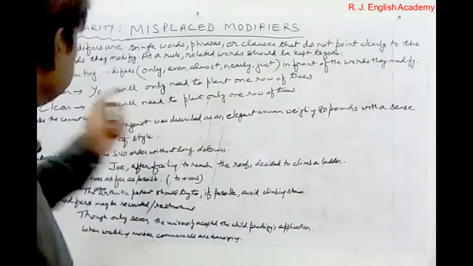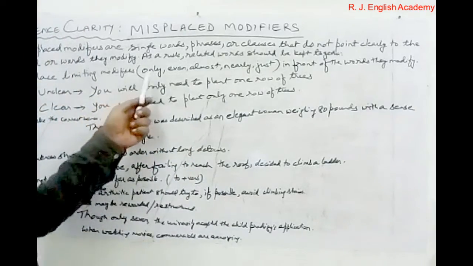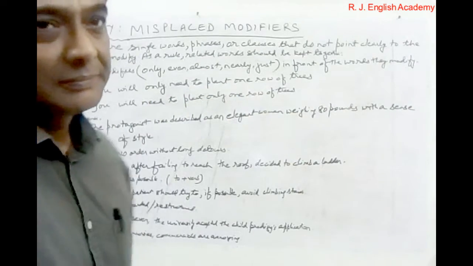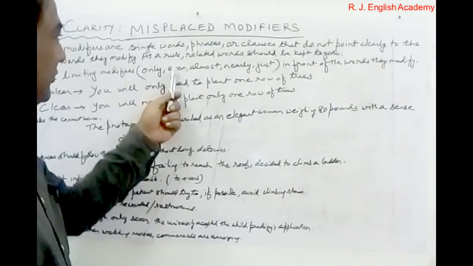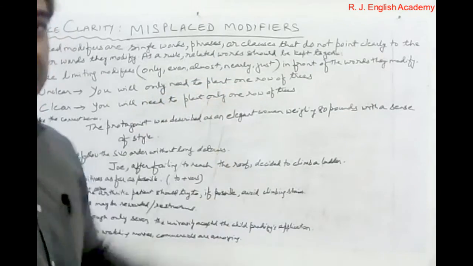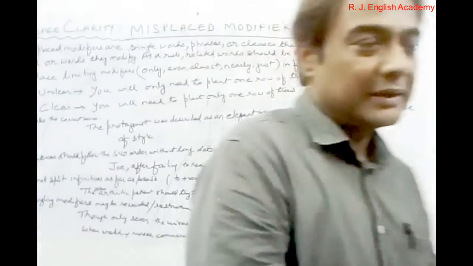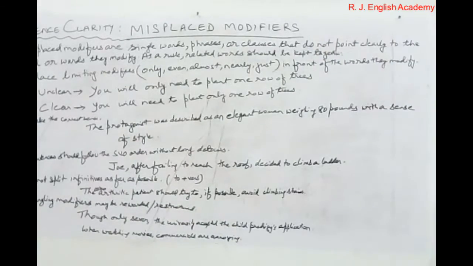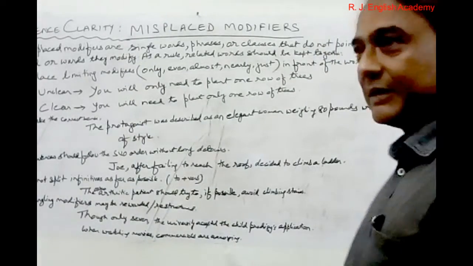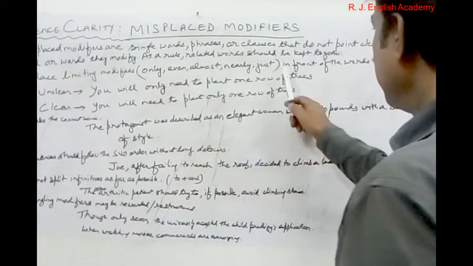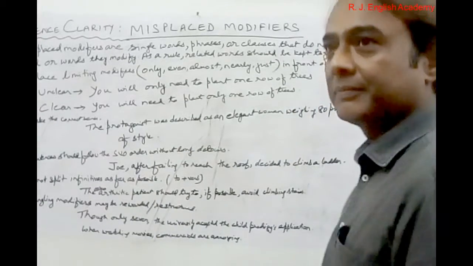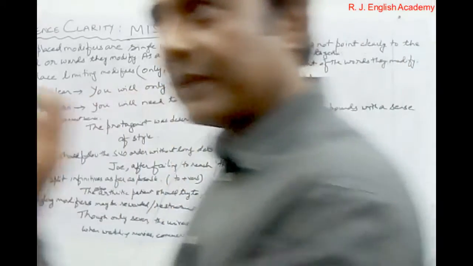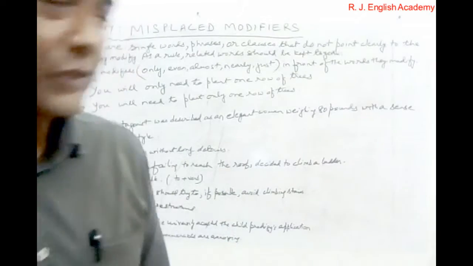One way of doing this is to place limiting modifiers: only, even, almost, nearly, just. These limit something, so they are known as limiting modifiers. Where to place them? Place them in front of the words they modify, immediately prior to the words that they modify. Don't place them anywhere else.